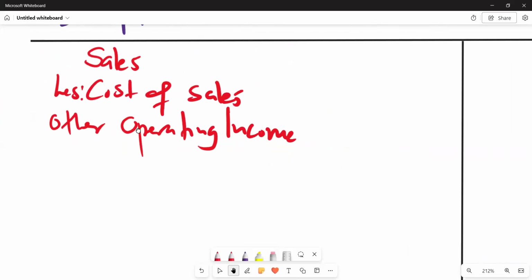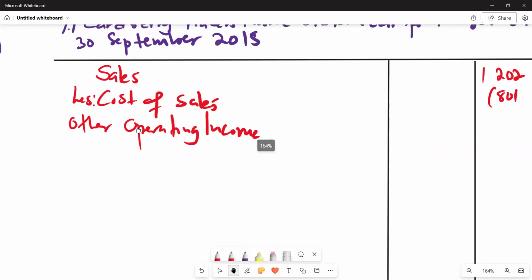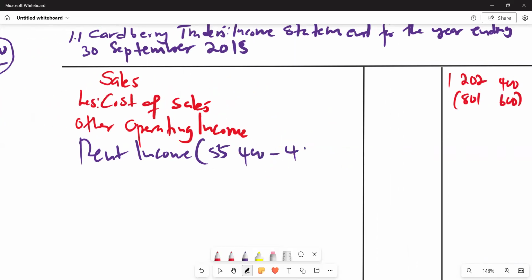Here we are saying rent income. So we are saying here, rent income, and in brackets we are saying 55,400 minus 4,400. And then the answer that we are getting is 51,000. So this is what we have.